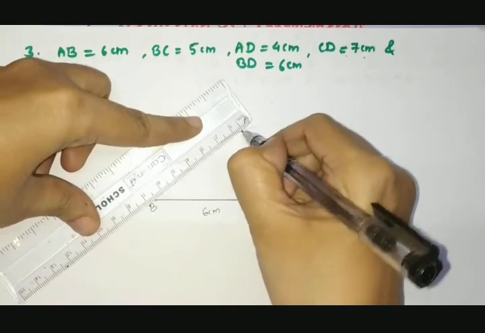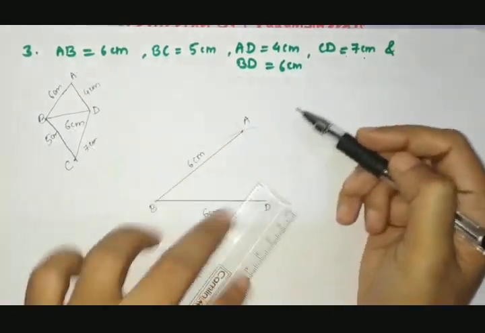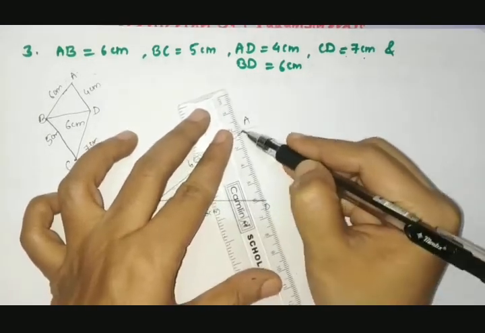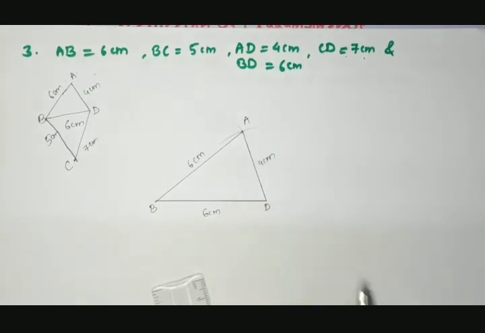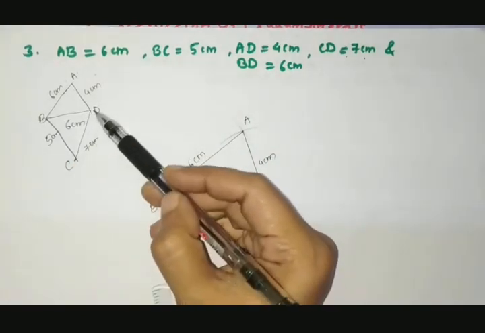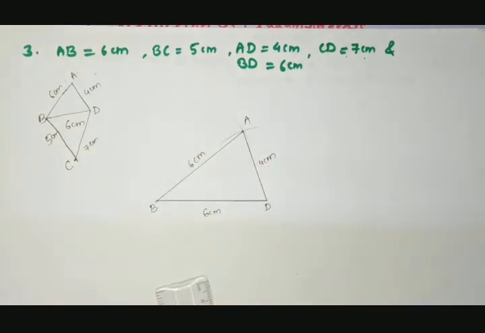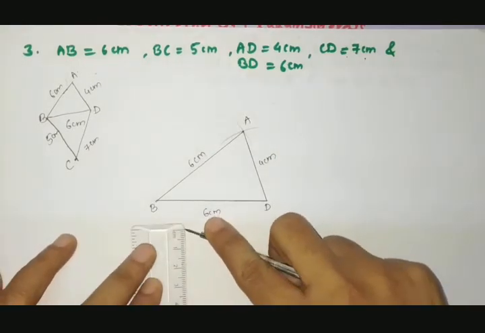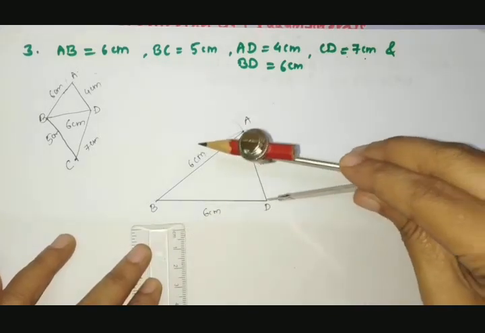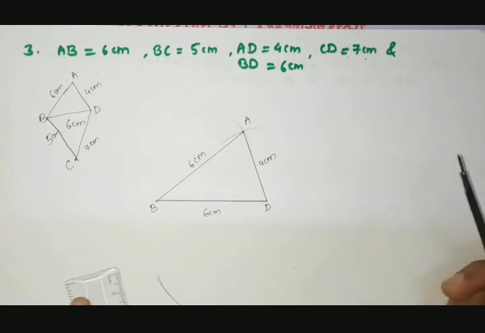Join this. This is BA, which is 6 centimeter, and this is A to D, it is 4 centimeter. So one triangle we have made. Now we want to take D as a center and we have to cut the arc for the C this side, which we need as 7 centimeter. So take here, it is 7 centimeter. So we'll cut this arc here, 7 centimeter, okay.